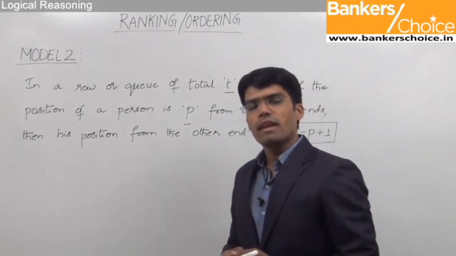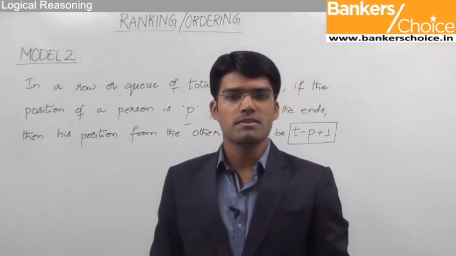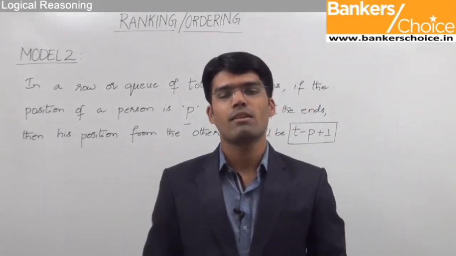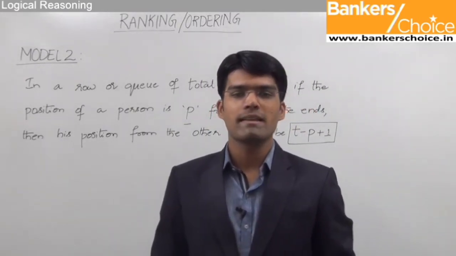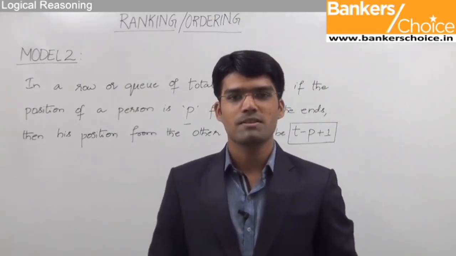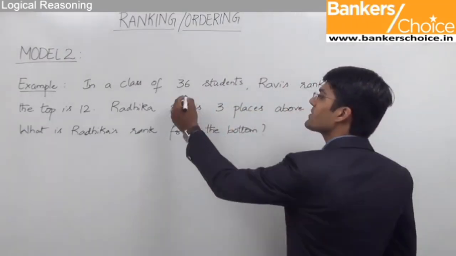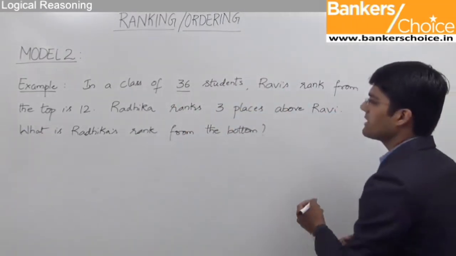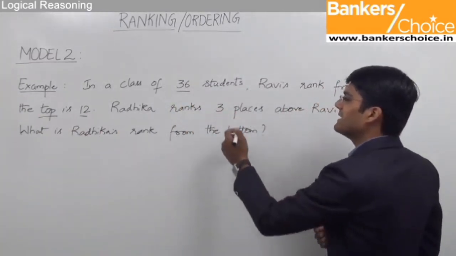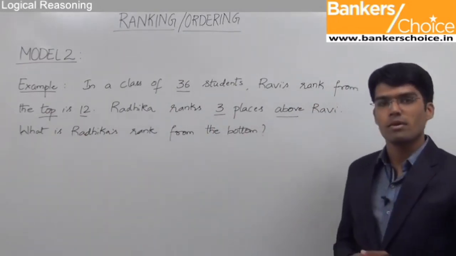That means for any given row or queue, if we know the position of one of the persons from one of the ends and the total number of persons, then the position from the other end can always be taken as total minus the position from one of the ends plus 1. Let's now take an example based on this point. The given question here is: in a class of 36 students, Ravi's rank from the top is 12. Radhika ranks 3 places above Ravi. So what is Radhika's rank from the bottom?